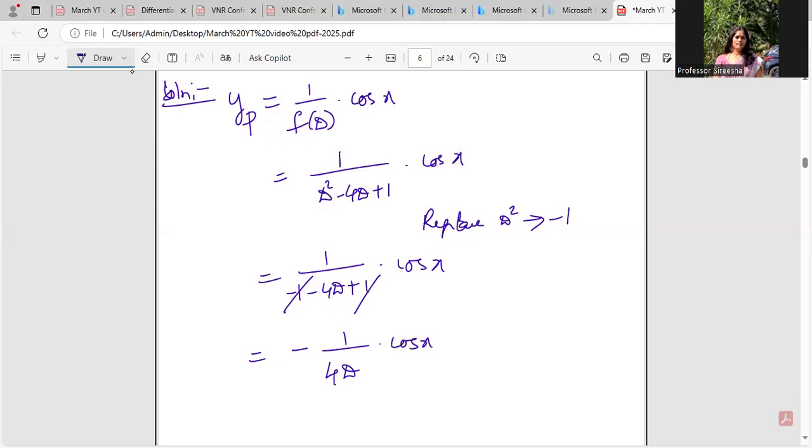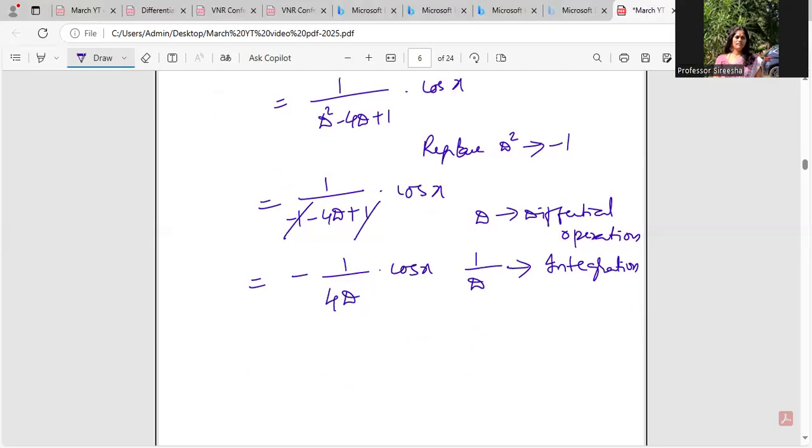Now, as I have said, D is a differential operator. Then what would be 1 by D? Obviously, the integrating operator, because the reciprocal of differentiation is integration, as all of us know. So I can take out minus 1 by 4 and I'll have 1 by D cos x, which is nothing but minus 1 by 4 integral of cos x dx.